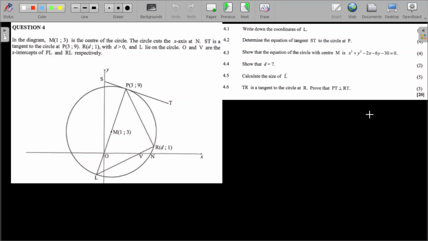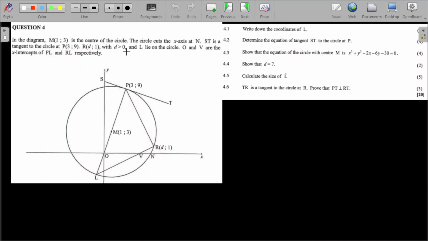Now, based on question 4, which is this circle question, circle 1, calculating the coordinate of... okay, first read this diagram. In the diagram below, M, which is the center, has this coordinate, and the circle cuts the x-axis at N. Okay, at N, where is N? Okay, at N here, yes. And then ST is a tangent. Okay, ST is a tangent to the circle at P, this coordinate, and with R.